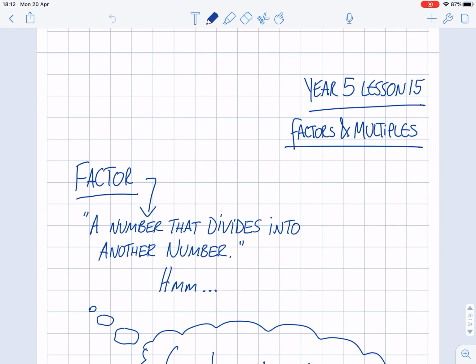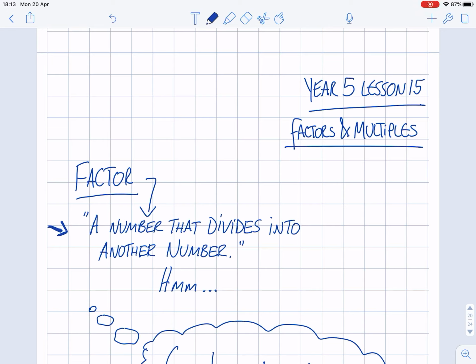Okay then, year 5. So lesson 15, we're going to look at factors and multiples. Now, you might have heard of these words before. You might have come across them in maths. I went online just to find the exact definition of what a factor is, and you can see I've put it here in speech marks. So the definition of a factor is a number that divides into another number.